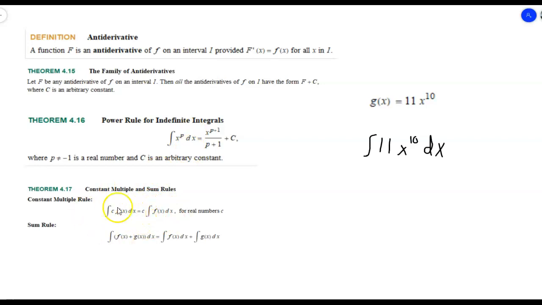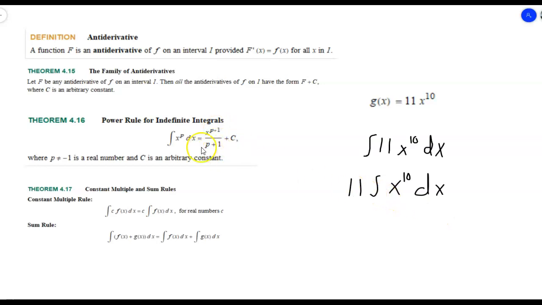And then for this one, I'm actually going to jump down because I think it's a good introduction to this next rule, the constant multiple and sum rules. I can pull any constant being multiplied by the function out of the indefinite integral here. So this is going to become 11 times the integral of x to the 10th dx. This makes it easier, and I pretty much do it every time when I'm doing integration. Now the rule says that we're going to add 1 to the exponent and then divide by that same number. And then we're going to add c.